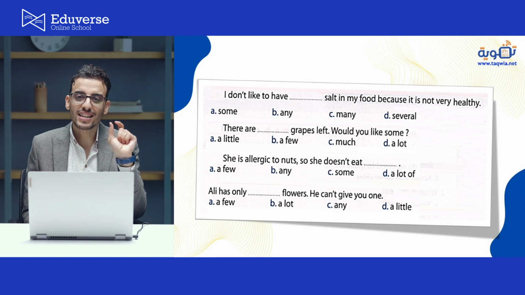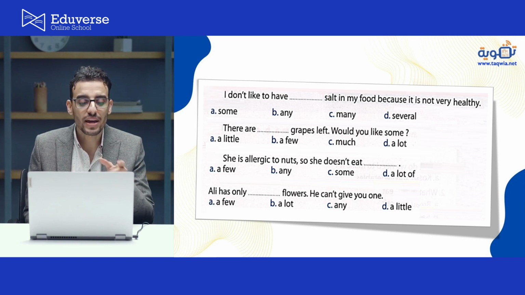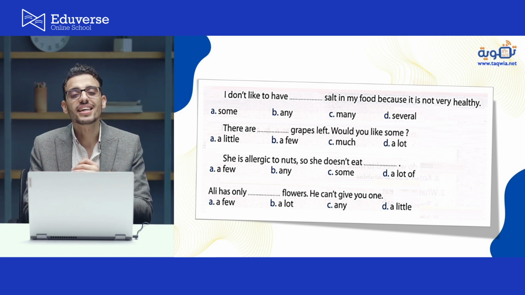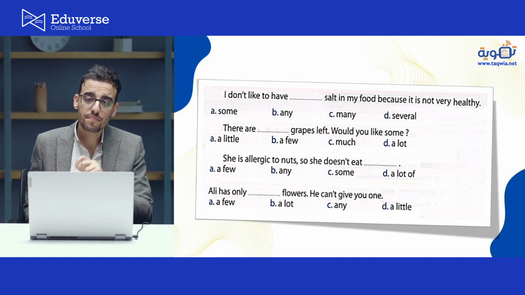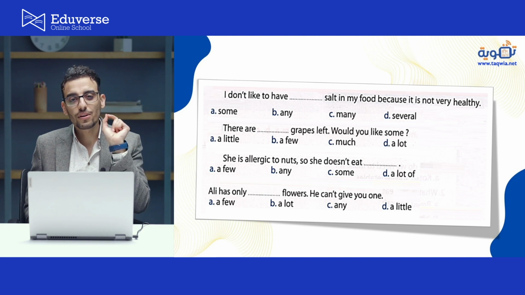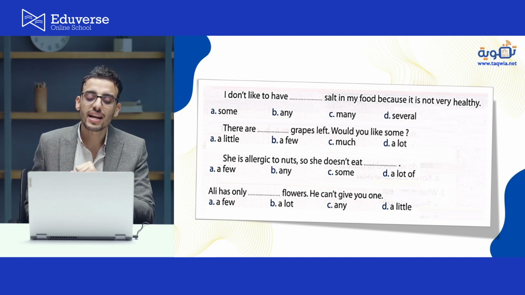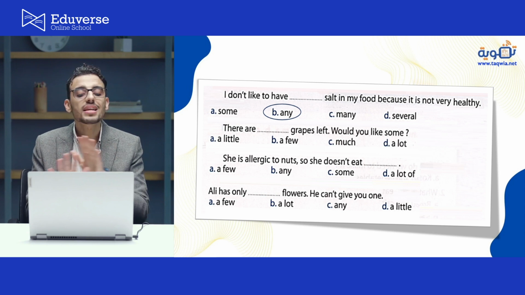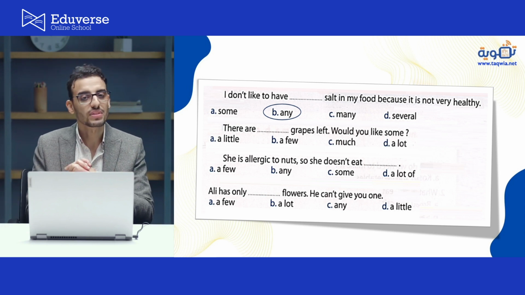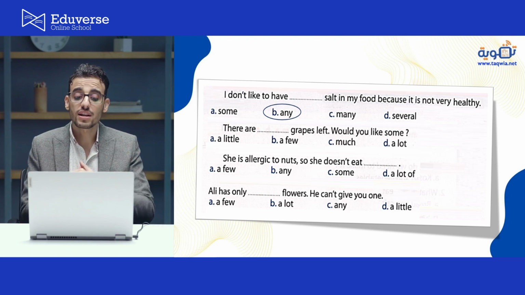Yeah, look at the beginning of the sentence. We have here, I don't. Yeah, negative. So do you remember what we said about the negative form? Excellent. Yeah, we use any if you are speaking about something negative. So I don't like to have any salt. Nice. Excellent, my friends. Moving to the next one.